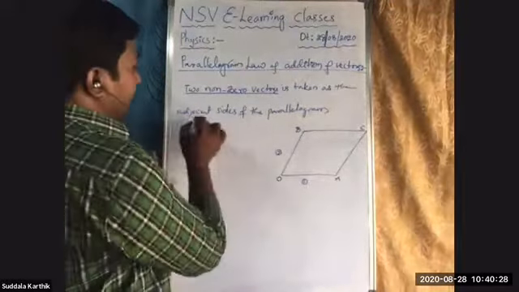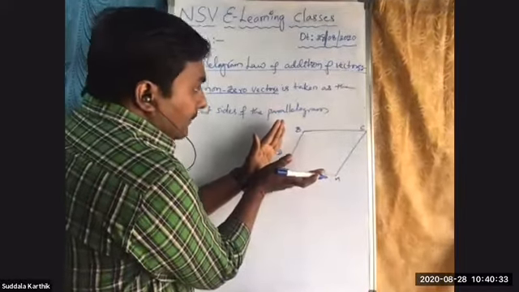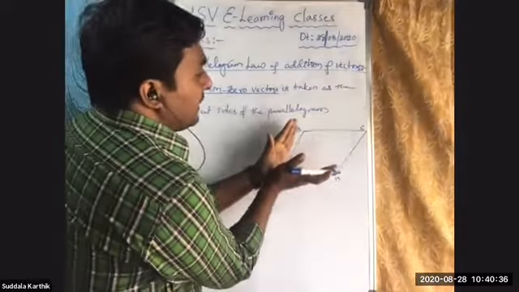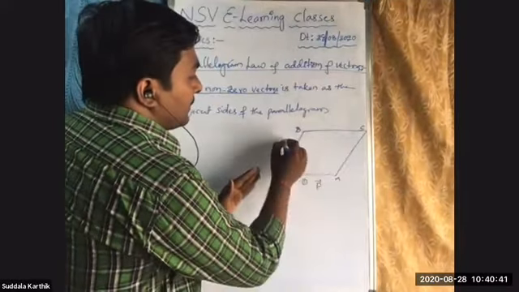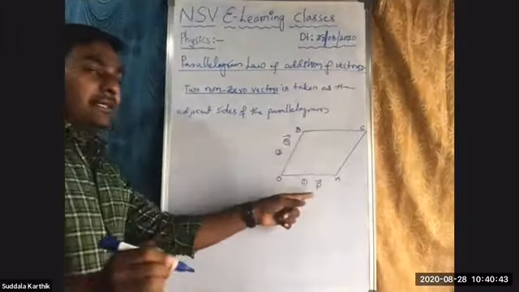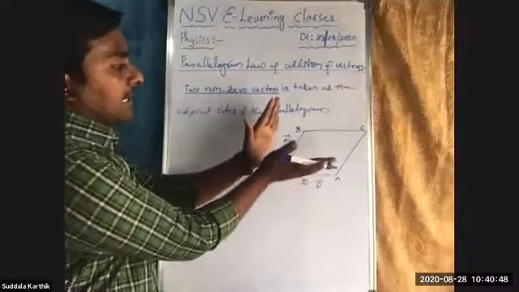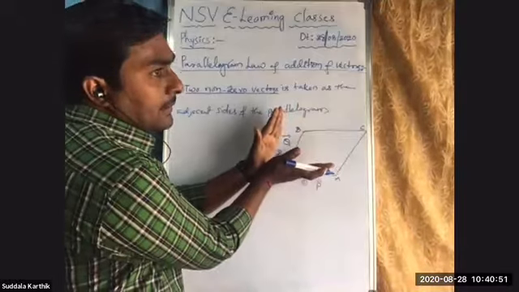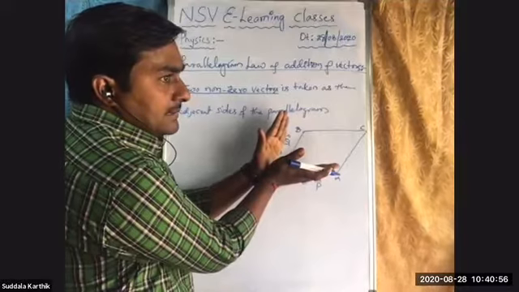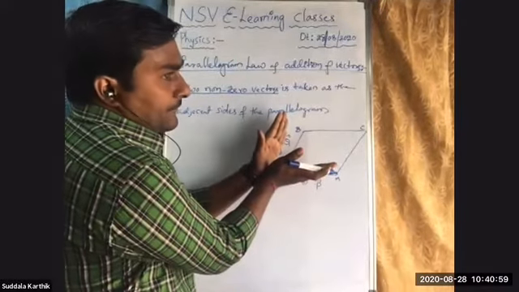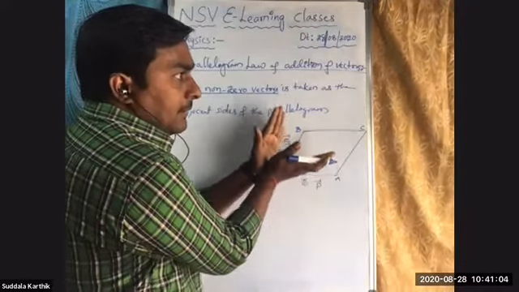If you treat them as adjacent sides of the parallelogram, then what happens? Let the two vectors be P bar and Q bar. Two vectors I have taken as the adjacent sides of the parallelogram.